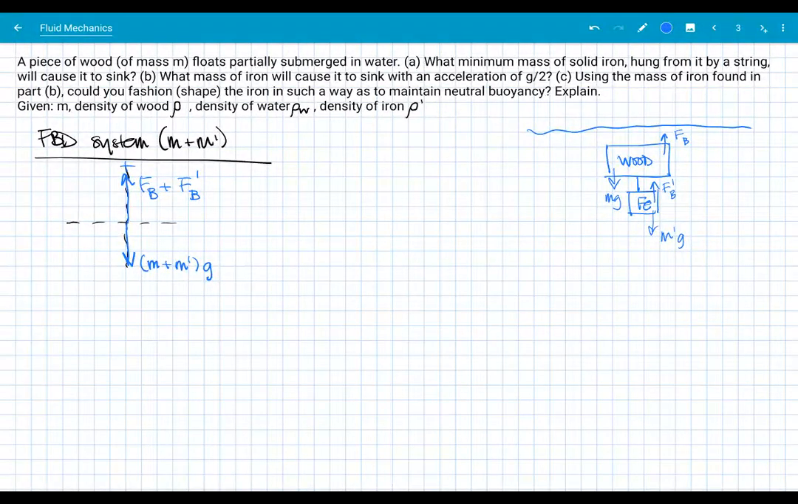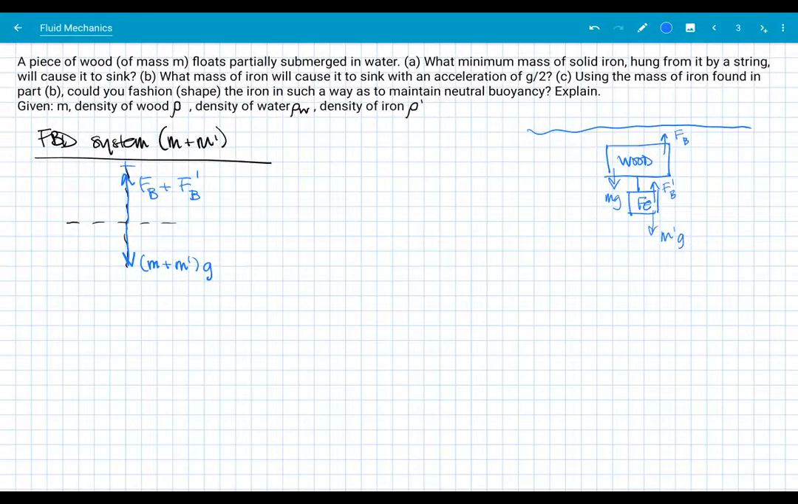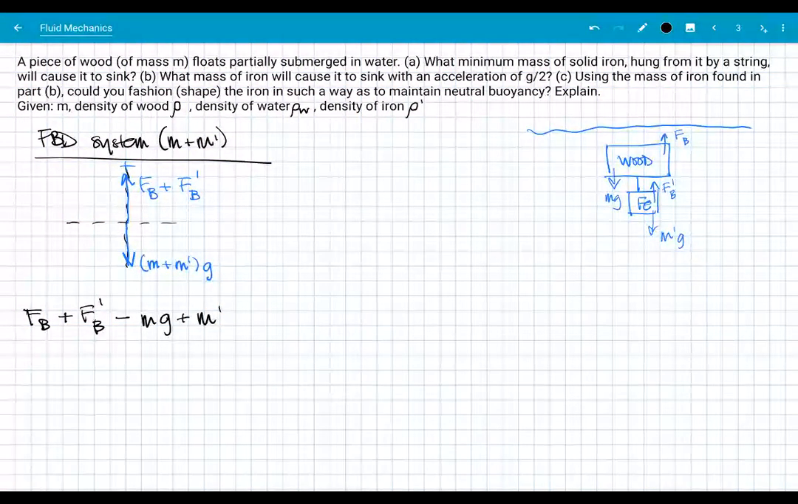But it's always simpler to look at an equilibrium case rather than a dynamic case. So when you can, go for the equilibrium setup, because it's really nice to have your acceleration be equal to 0. So that's what we'll do here. Just applying Newton's second law, my two buoyant forces are upward. I'm going to go ahead and separate these weights out, because I know that I'm going to be looking for M prime, so I've got to separate it out anyway.